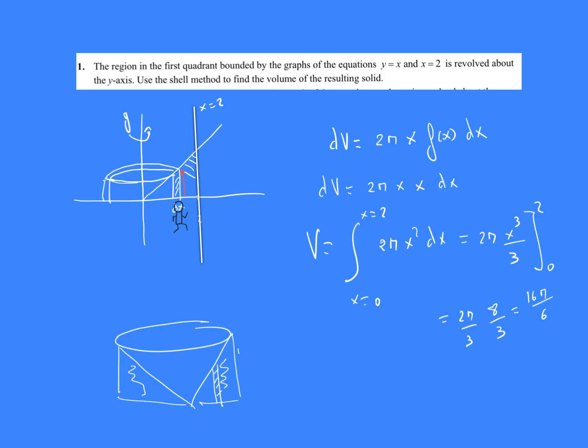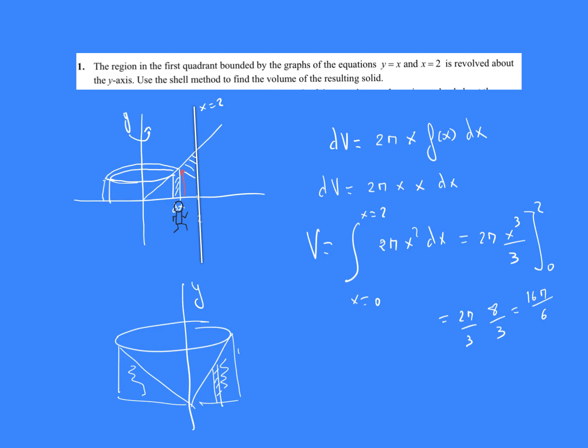You just need to plug in numbers. 2 pi, x, f of x is x, dx. You plug in numbers, you do the integral, and this will be the volume that exists here when you revolve through the y-axis, between x equals 0 and x equals 2. And if you do the calculation, it will be 60 pi divided by 6.